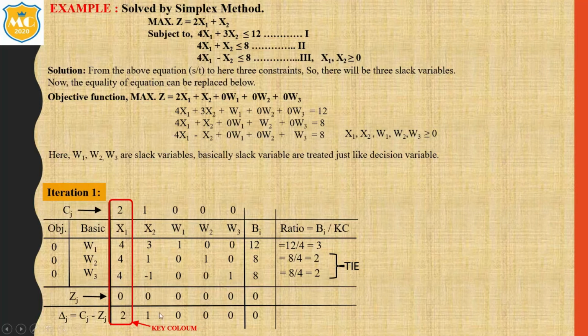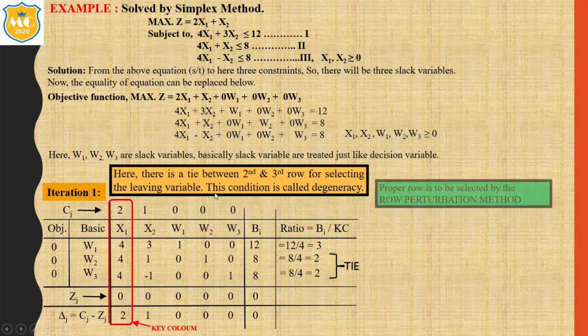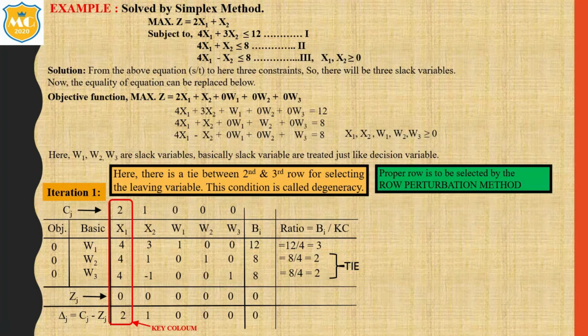Okay, so this is the key column. Selecting, we can choose any. Now in a key row we have to use the row attribution method. Let's see how to find out. Okay, so here there is a tie between the second and third row for selecting the leaving variable. This condition is called degeneracy. Now the proper row is to be selected by the row attribution method.